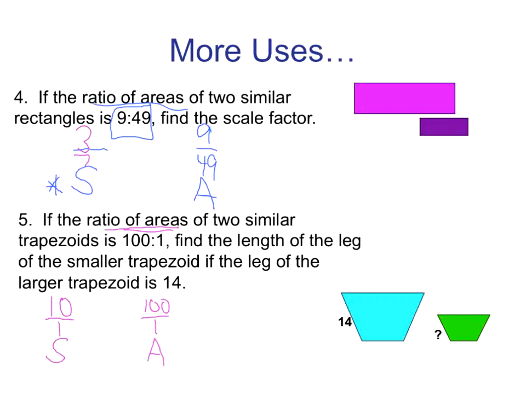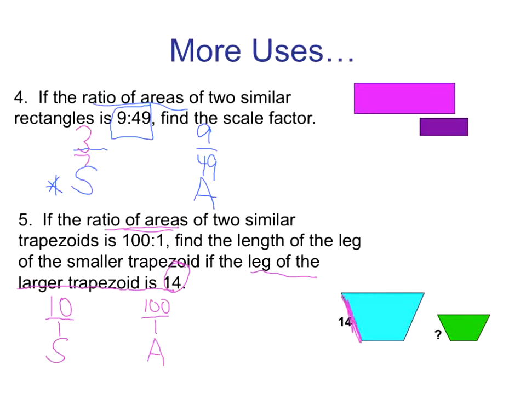So let me pause for a second. Are there any questions about how we did that? Going to area, it's squared. Going back to the similarity ratio, it's just the square root. Now let's read the rest of my question. Find the length of the leg of the smaller trapezoid if the leg of the larger is 14. Can we underline that last part? Leg of the larger is 14.